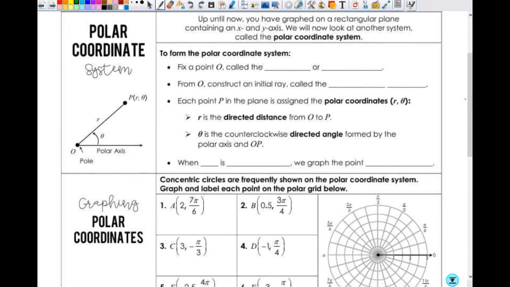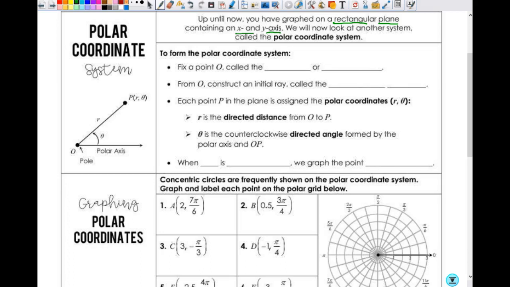So it says, up until now, you've graphed on a rectangular plane containing an x and y axis. Like, that's what you're used to. It's the Cartesian coordinate plane, the xy coordinate plane, the rectangular coordinate system, all that. We will now look at another system called the polar coordinate system.